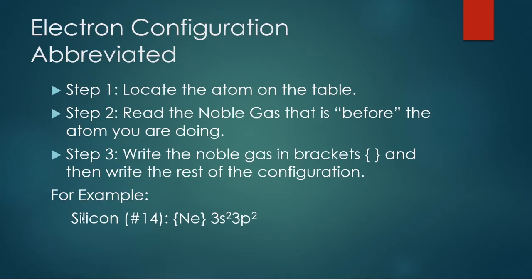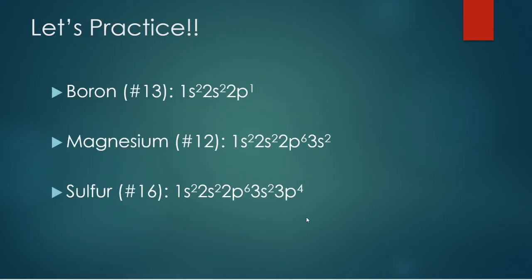For example, silicon number 14, remember when we were writing, we always started with 1s2, 2s2. Well, notice those are all gone. And we've replaced that with just neon. And then wrote what's after it, 3s2, 3p2, okay? All right, so let's look at a couple of these and practice these.